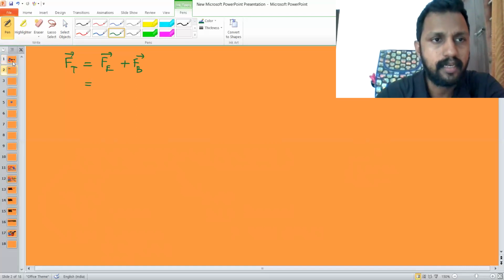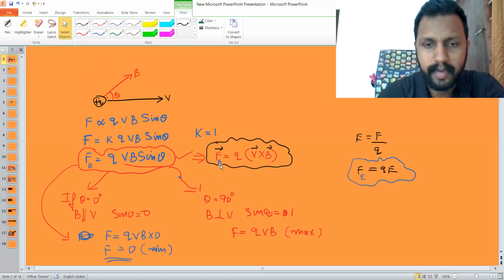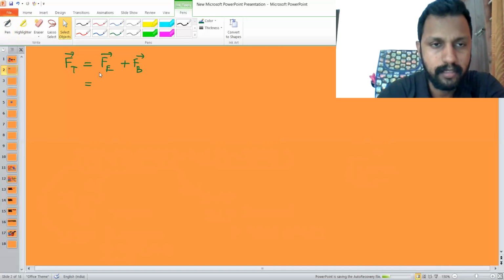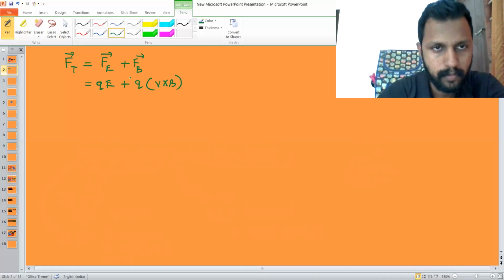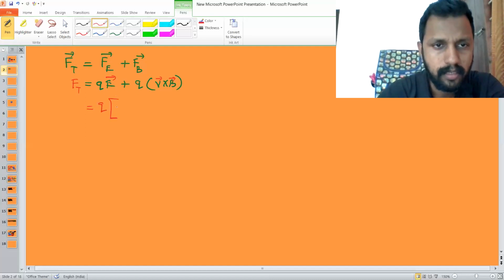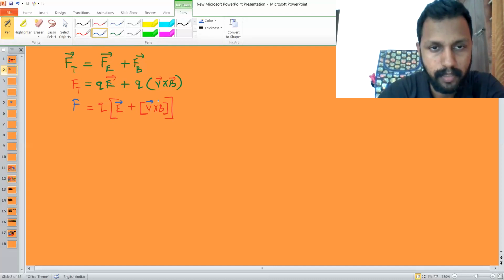As we know, the electric Lorentz force Fe is QE and the magnetic Lorentz force is Q into V cross B. I could write this expression as F is equal to QE plus Q into V cross B, where electric field intensity, velocity, and magnetic field intensity are all vectors. Therefore, taking Q common, the total Lorentz force is Q times E plus V cross B. This is the expression for total Lorentz force, where E, V, B are vector quantities.